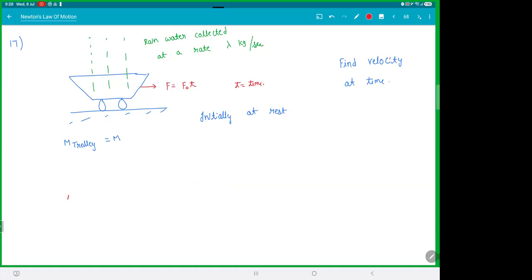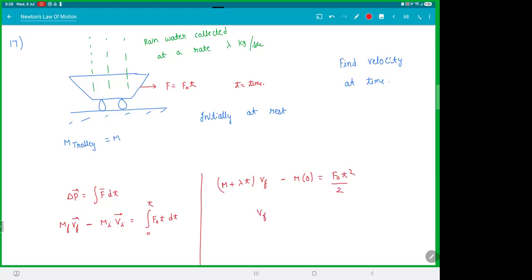The easier version is this. I know delta p is integral F dt. What is this thing? This is m final, v final, that is a change in momentum, minus m initial, v initial is equal to, this will be F naught t dt from 0 to t. What is the final mass? Mass of the trolley plus lambda t. Initial mass is M, but your initial speed is 0. This would be F naught t square by 2. Therefore, P final is equal to F naught t square by 2 into M plus lambda t.